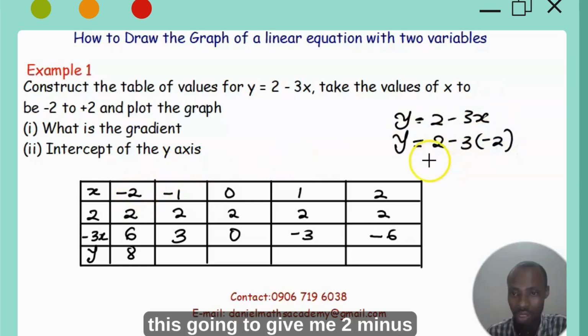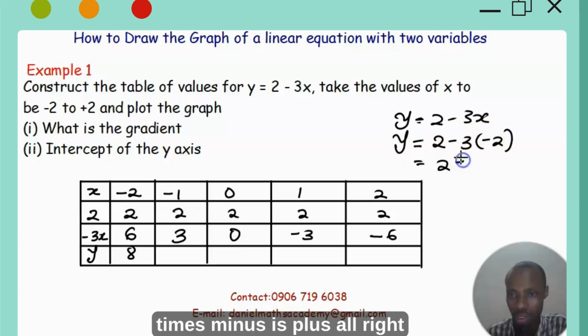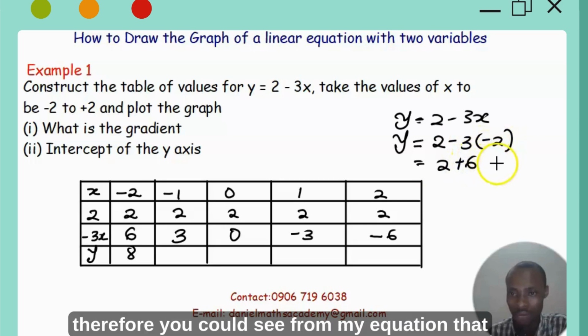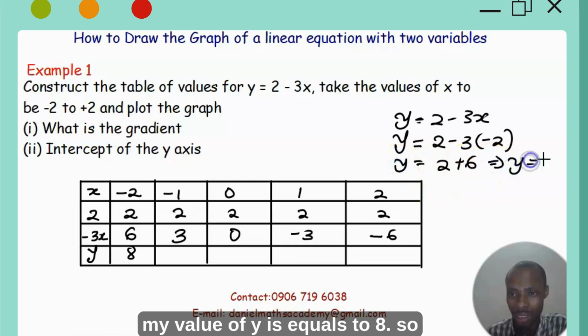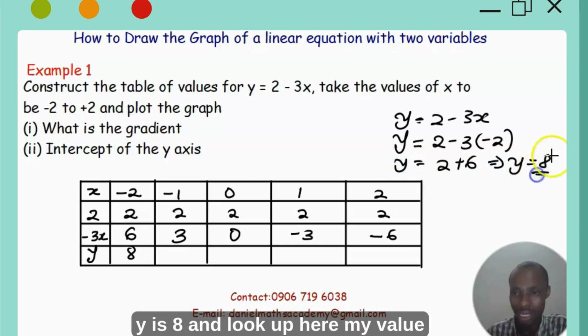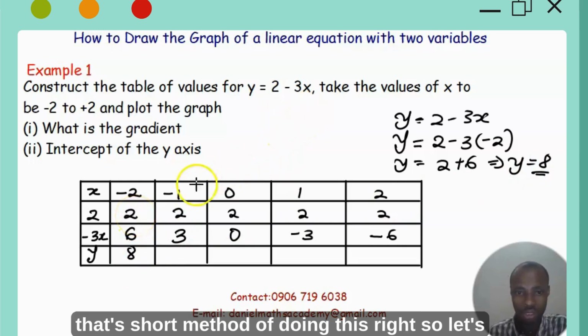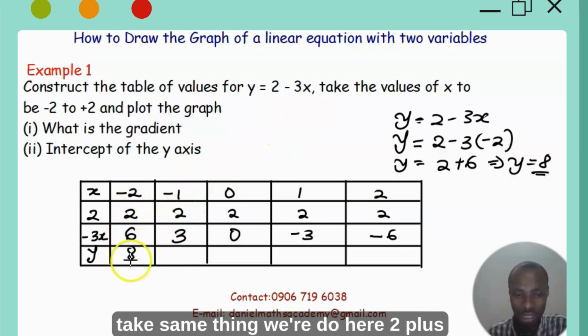And let's solve this. This is going to give me 2 minus times minus is plus, 3 times 2 is 6. So therefore, you can see from my equation that my value of y is equal to 8. So y is 8, and look up here, my value corresponds with this. That's just the short method of doing this, right? Just add this: 2 plus 6 is 8.